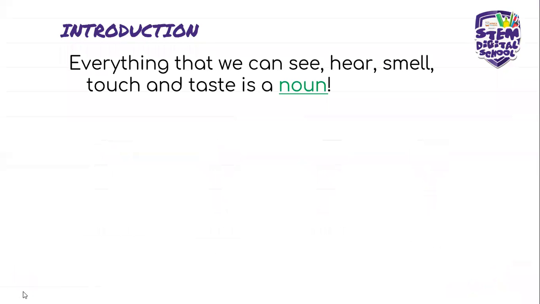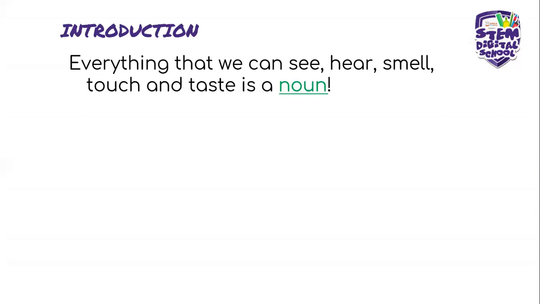So, introduction to the lesson. Everything that we can see, hear, smell, touch, and taste is a noun. Let me slow down a bit. I said everything that we can see, hear, smell, touch, and taste is a noun. So what can you see? Right now my eyes are open and I can see my laptop. So the laptop is a noun. What can I hear? I can hear my own voice. So my own voice is a noun.